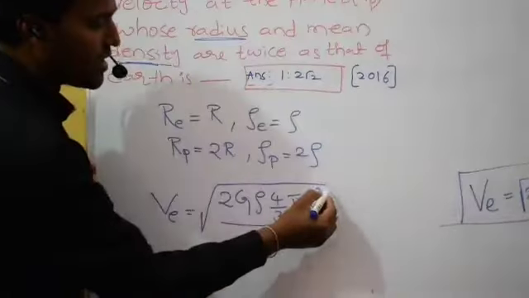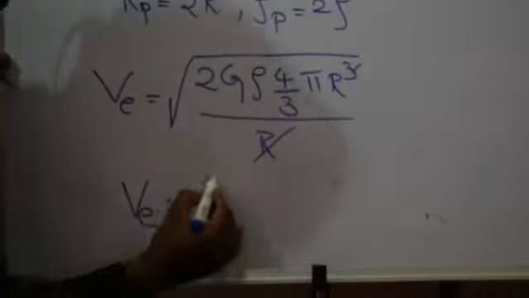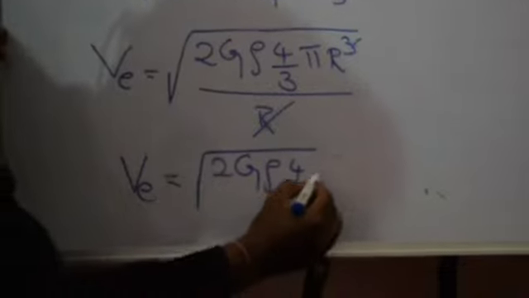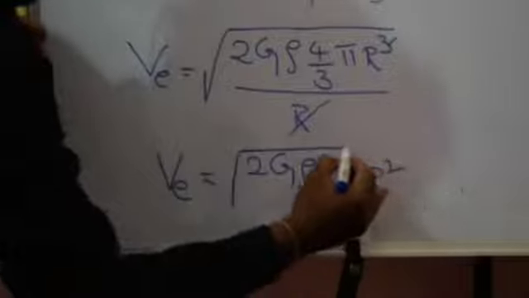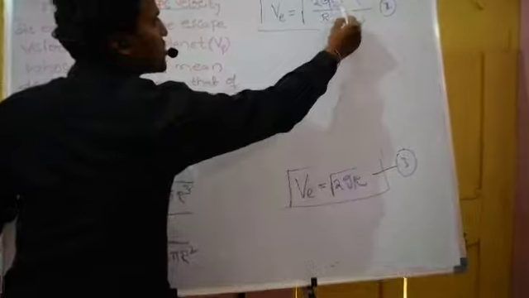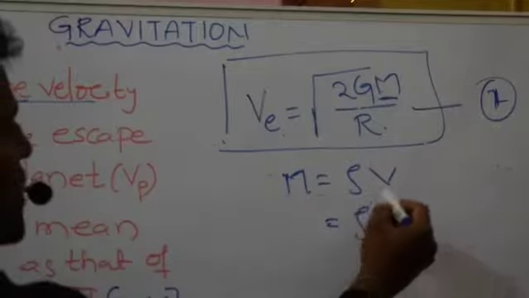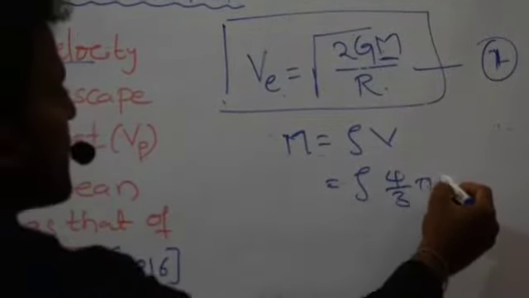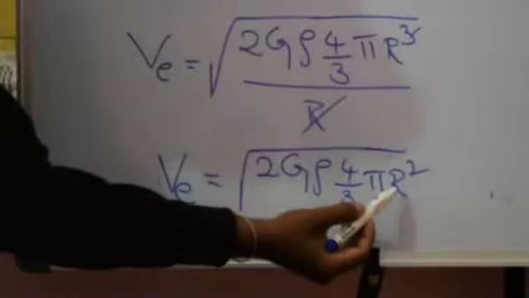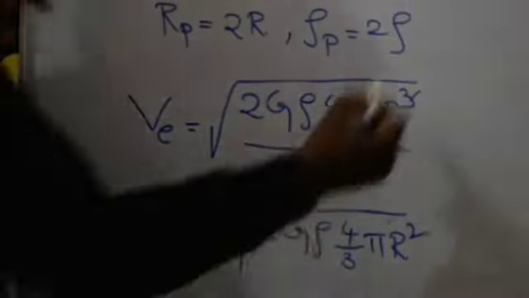Here R and R cube get cancelled. We get escape velocity v is equal to under root of 2G rho 4 by 3 pi into R square. Just as I have written, mass is equal to density into volume, and volume is nothing but 4 by 3 pi R cube. This value is substituted here, and R gets cancelled. R square I can take out of the root. R square I have taken from the root.